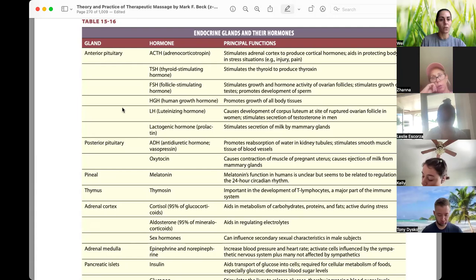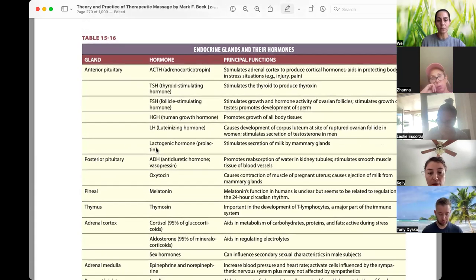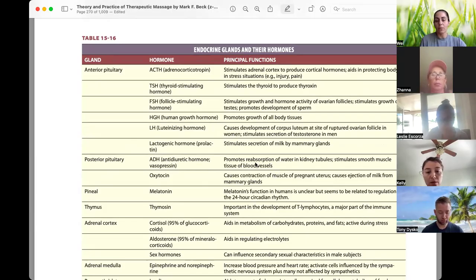Okay, let's continue here. The posterior one, we have two, ADH and oxytocin. ADH is the antidiuretic hormone. It promotes reabsorption of water in the kidneys, okay, and stimulates smooth muscle tissue of the blood vessels. And oxytocin, which has more than one benefit, causes contraction of the muscles of the pregnant uterus to shrink back to normal, and causes the ejection of milk from the mammary glands.